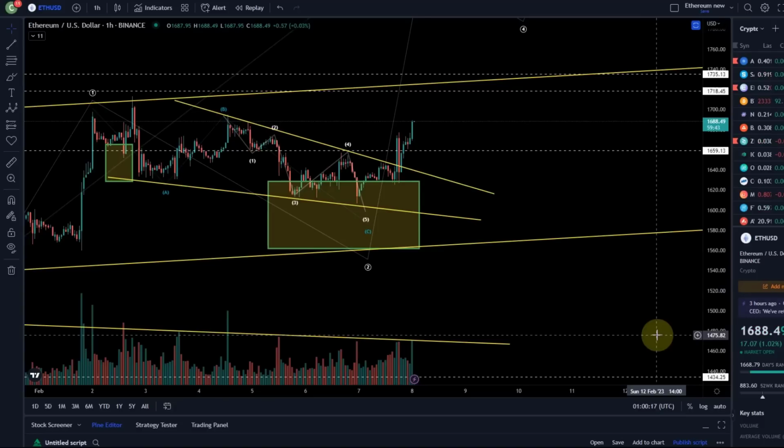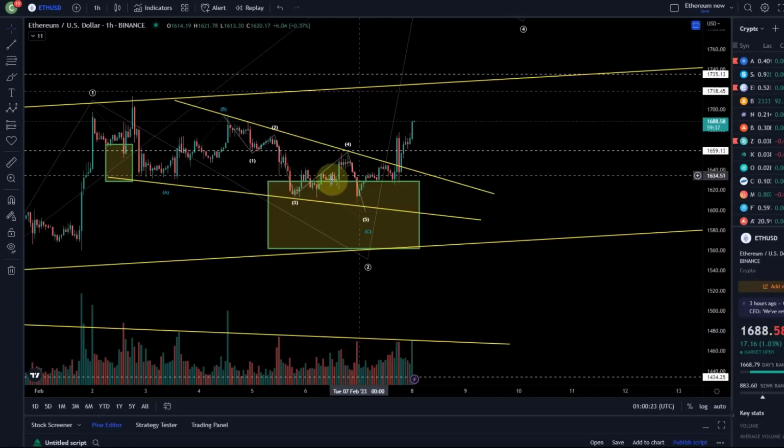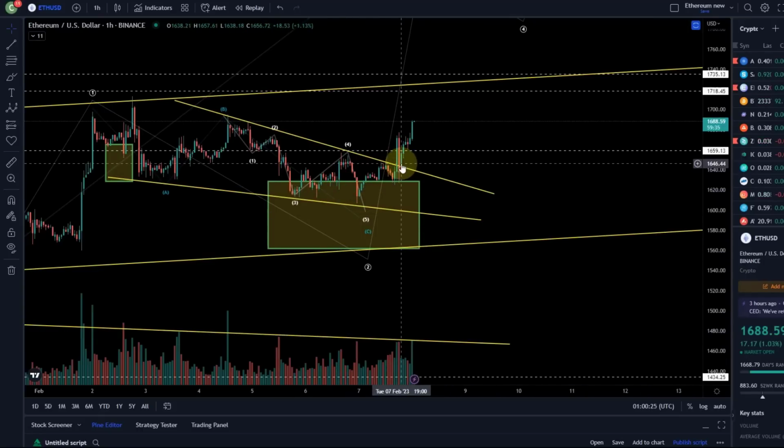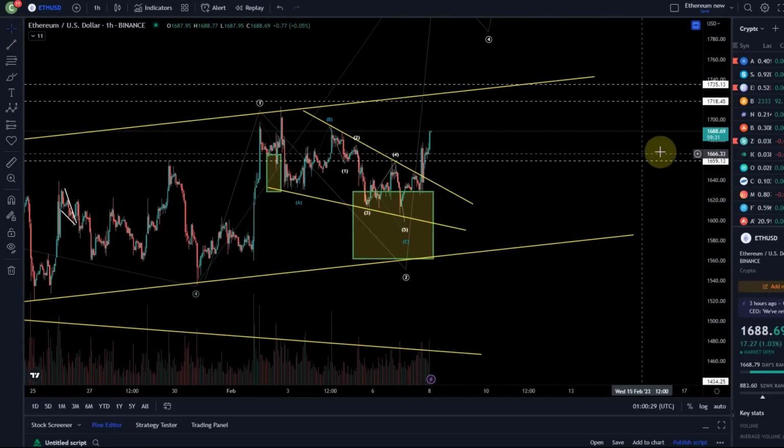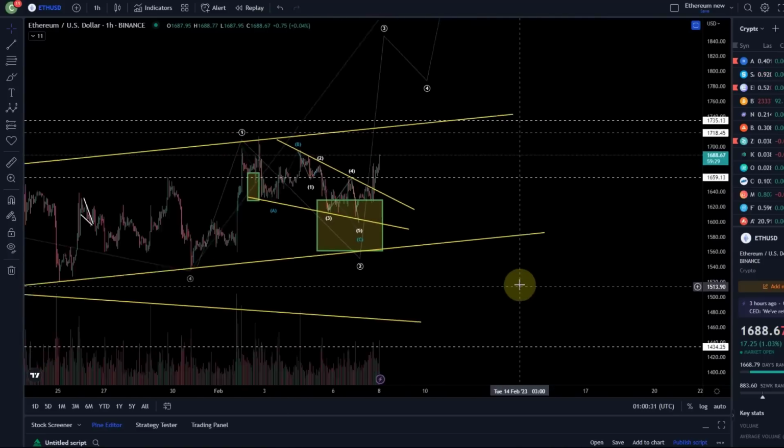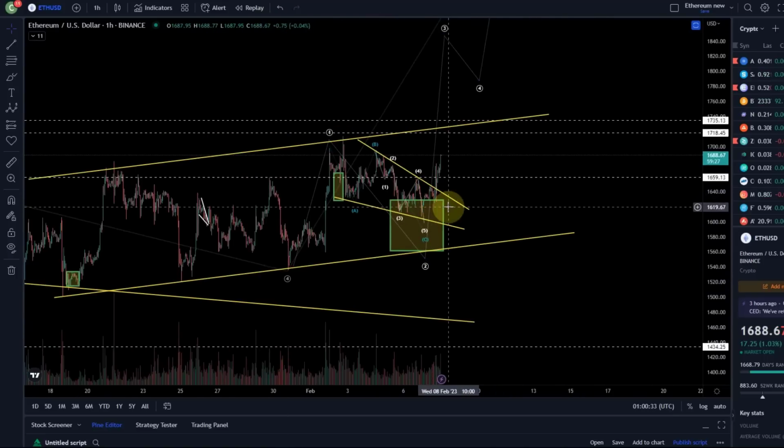And otherwise, there is no edge now. Yeah, it's basically in no man's land. This was the entry point, or maybe the breakout. But if you didn't enter then, I don't see any point at the moment, but that's up to you. You can trade anything if you want to, but I don't see a clear setup now.